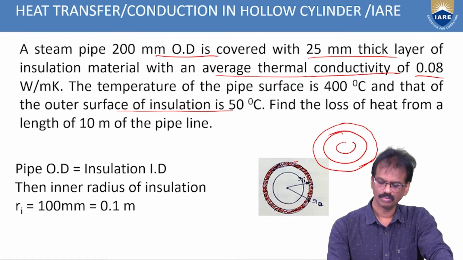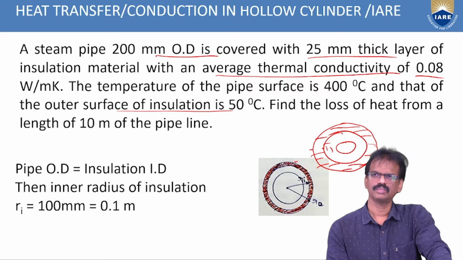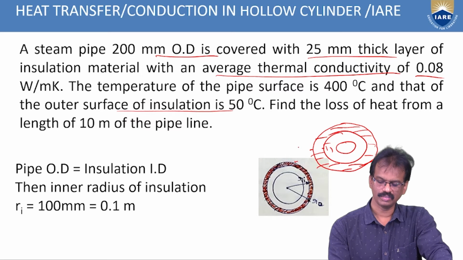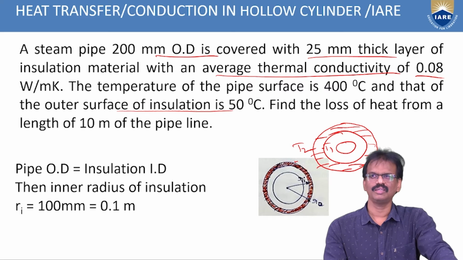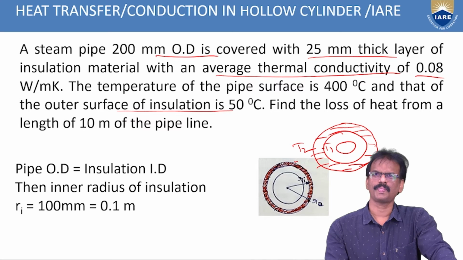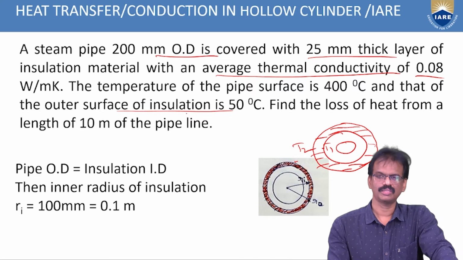So this is the hollow pipe. Okay. So this is the insulating material. So the outside temperature of the steam pipe is T1, and the outside surface of the insulating material is T2. You can take it like this, or Ti or T0, anything. So the outside surface of the insulation is equal to 50 degrees centigrade.